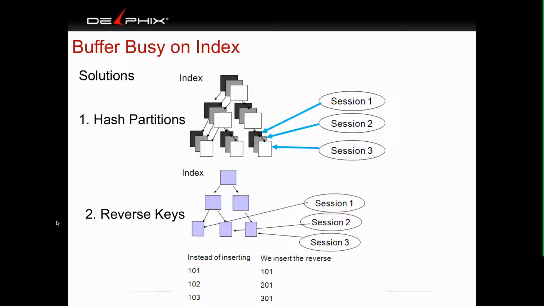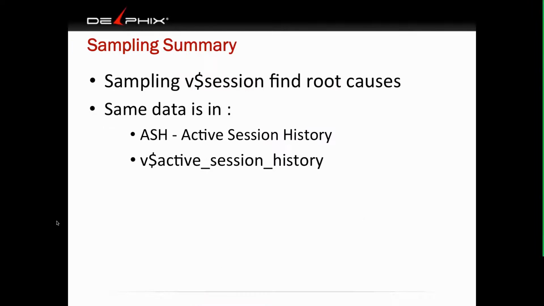So I didn't mean to go into buffer busy waits too much. I want to talk more about ASH. But we found the information we needed in ASH by sampling $V session every second and storing it in a table. Well, this is done automatically by Oracle. It's called ASH, or Active Session History, and it's in the view $V active session history.